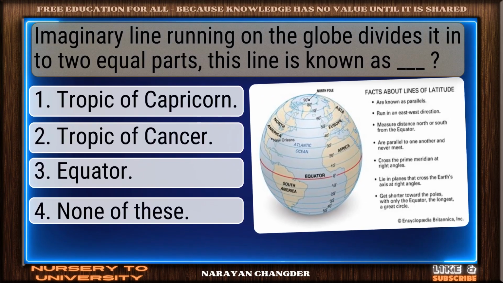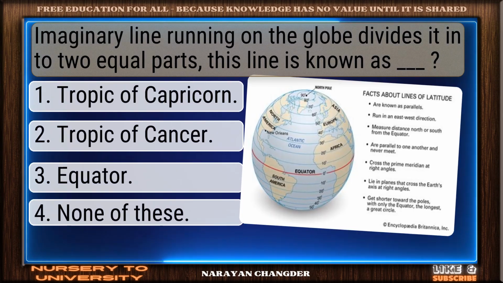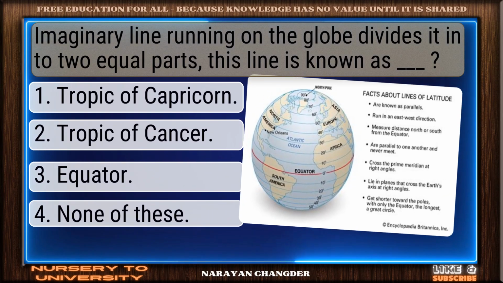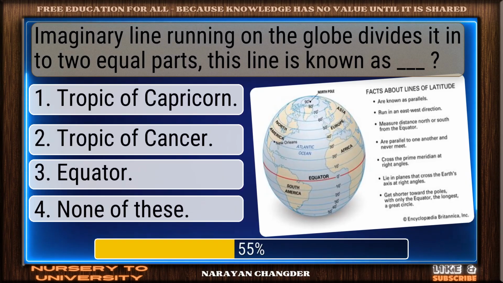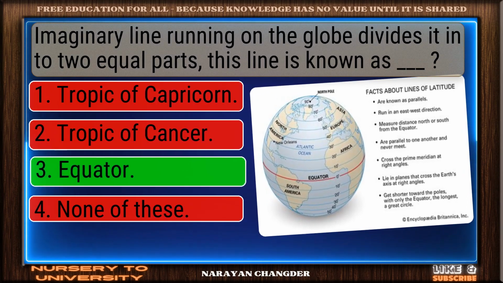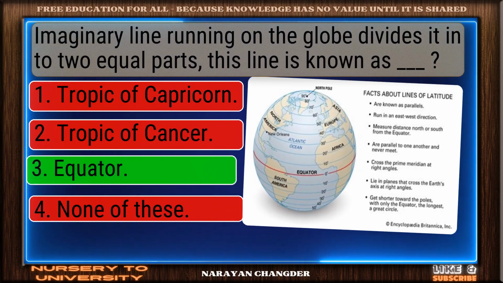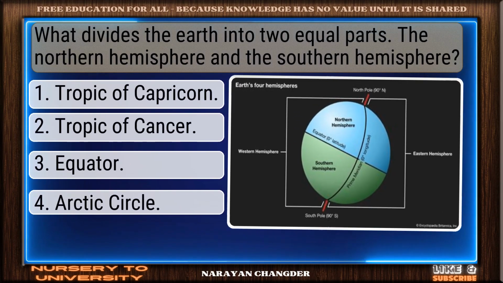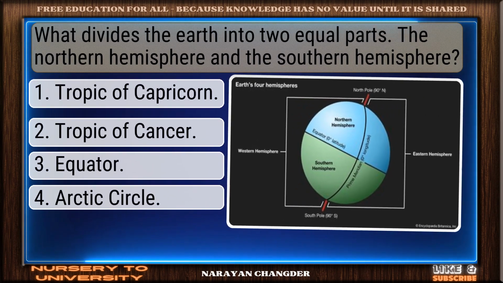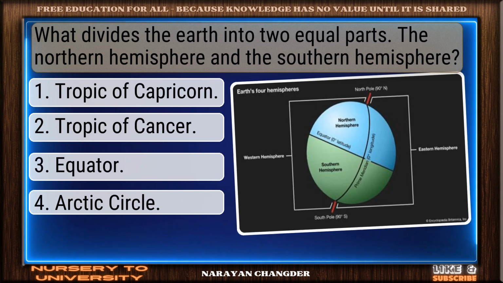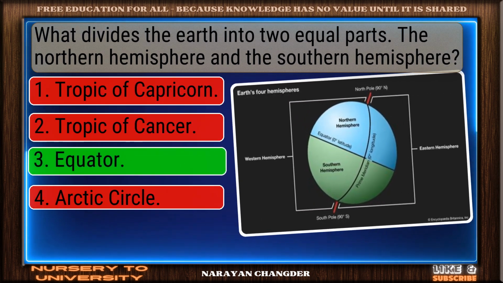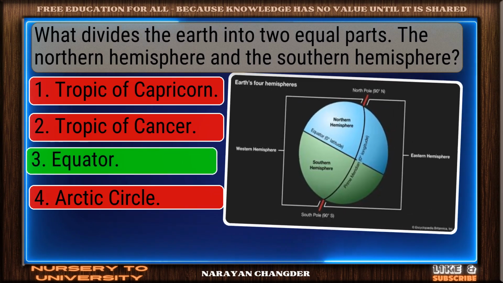Imaginary line running on the globe divides it into two equal parts. This line is known as dash. On track. Equator is the correct answer. What divides the Earth into two equal parts? The northern hemisphere and the southern hemisphere. Bravo. Equator is the answer.